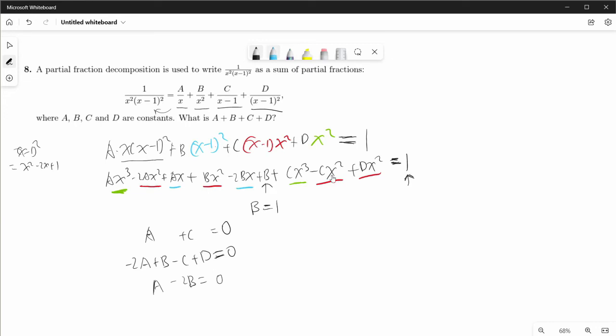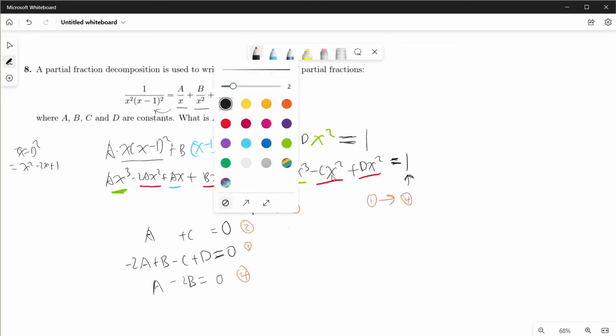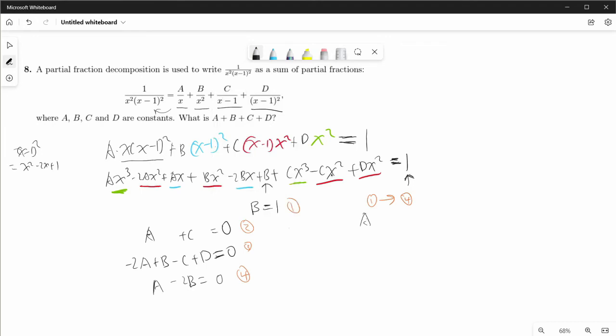I'm going to maybe use orange here. So this will be equation 1, 2, 3, and 4. We have a 4-variable system of equations. So if I plug in 1 to 4, then we have A minus 2 times 1 equal to 0. So A equals 2. And then I can plug this into equation 2. So then we have 2 plus C equal to 0, C equals negative 2.